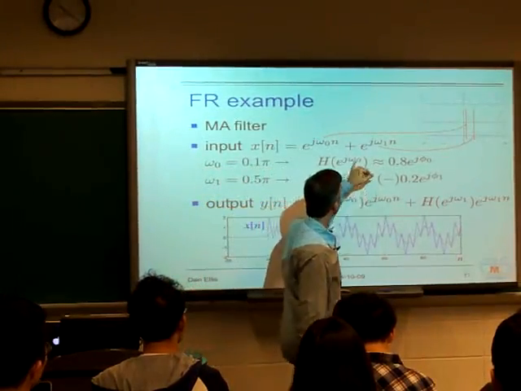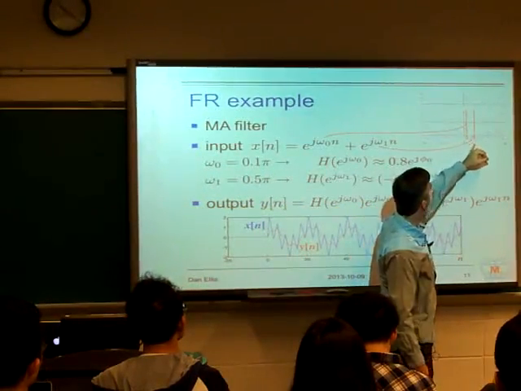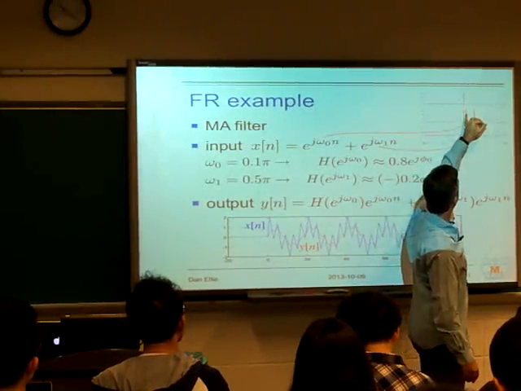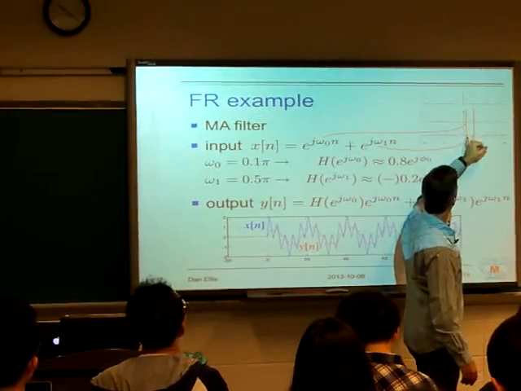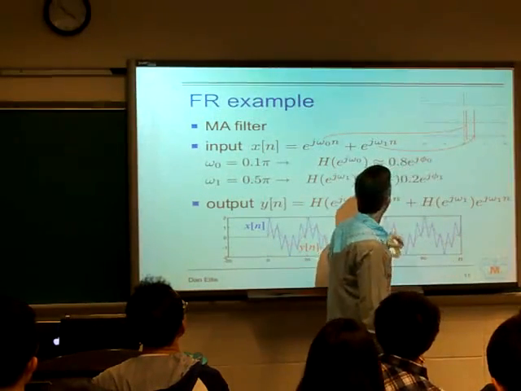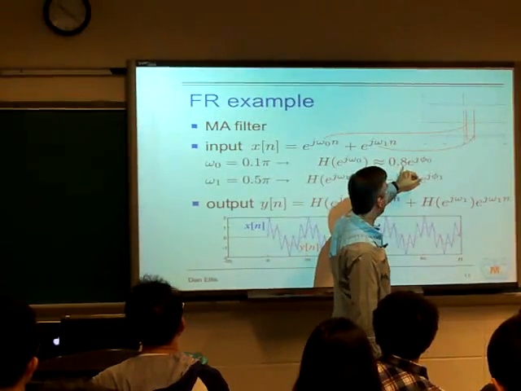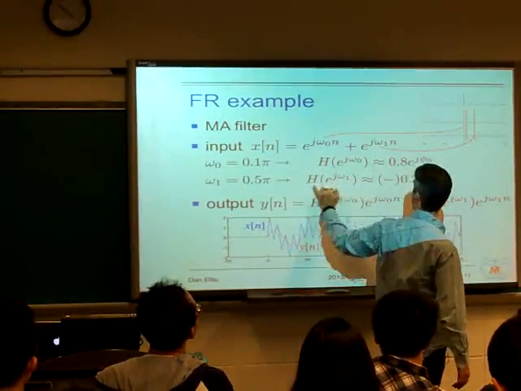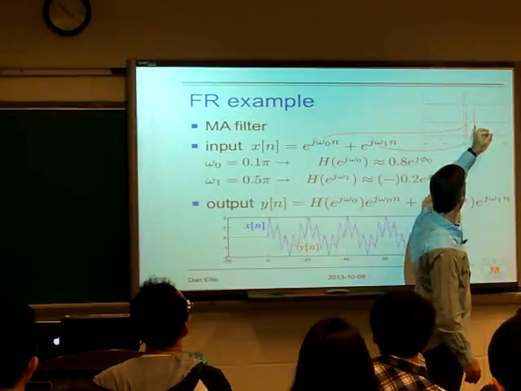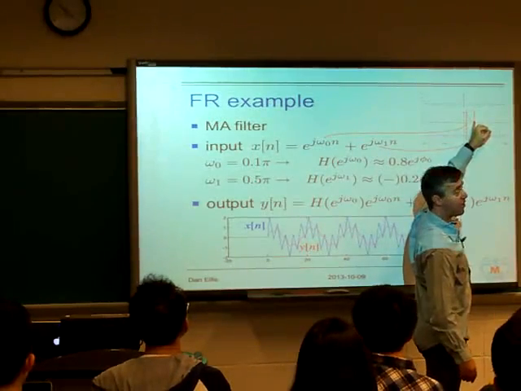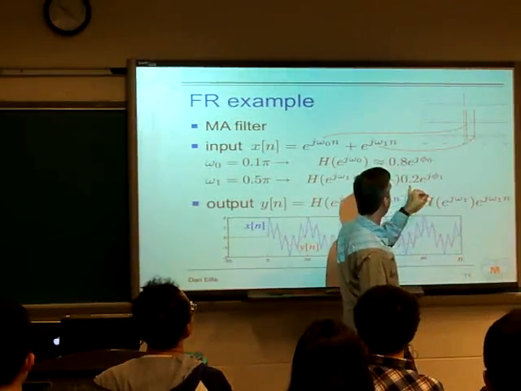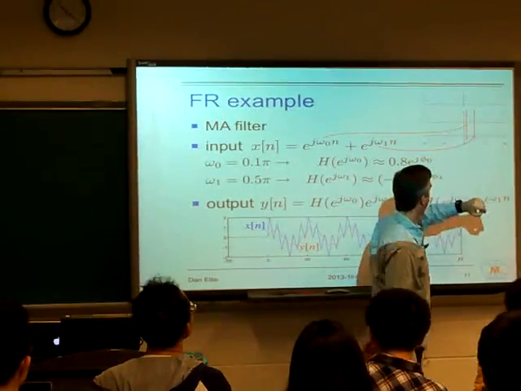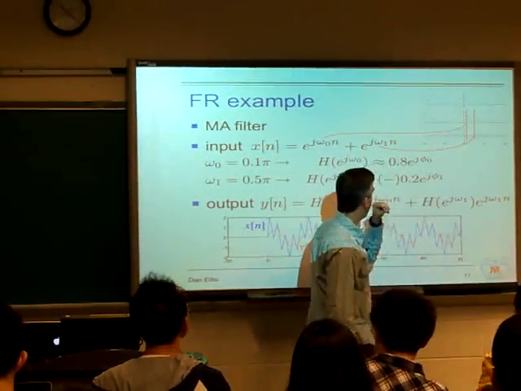But now if we look at this, here's 0.1 pi on this. This is pi, this is 2 pi. At 0.1 pi the gain is close to 1. The phase shift is a little bit negative. So the gain is maybe 0.8 with some phase. And then for this at 0.5 pi, which is here, the gain is much smaller. It's maybe 0.2, although originally it was a negative 0.2, but the magnitude will be 0.2, and then some phase in there.